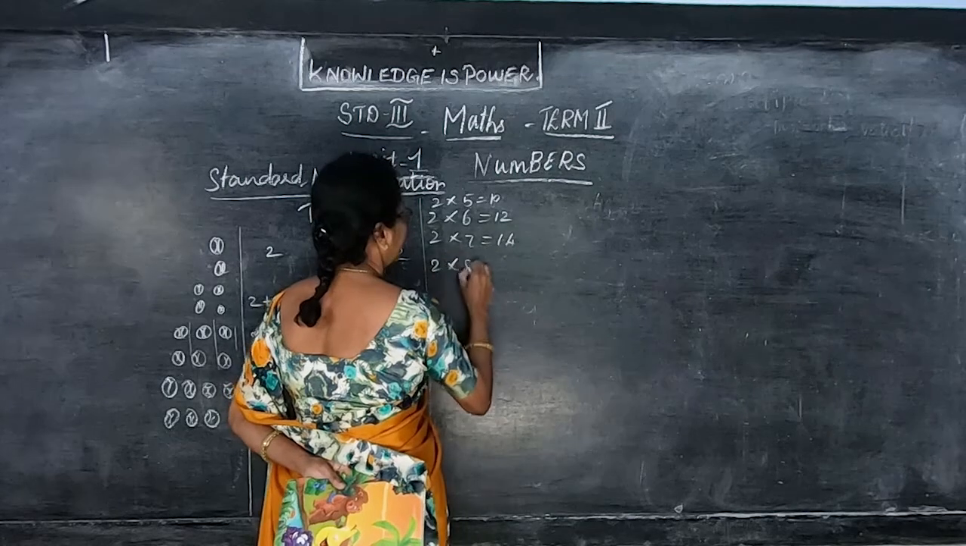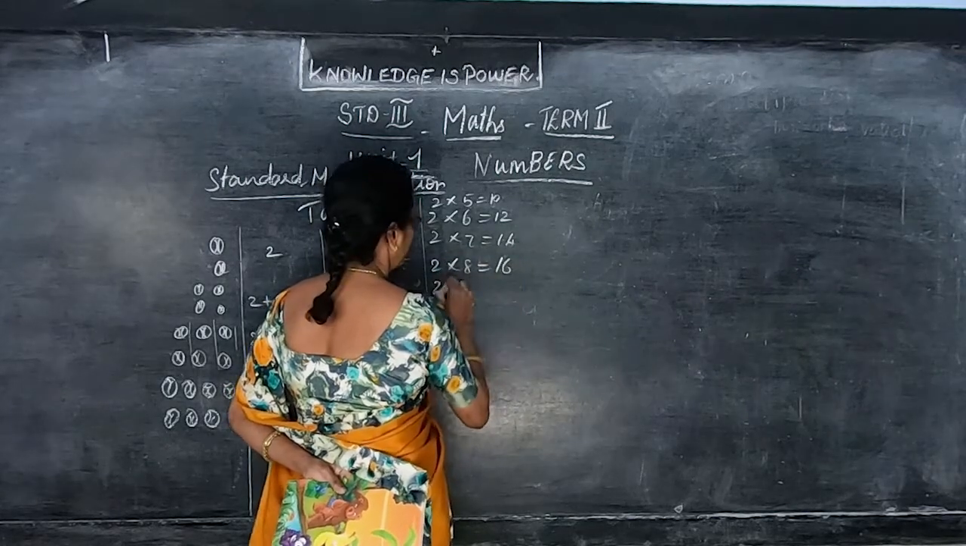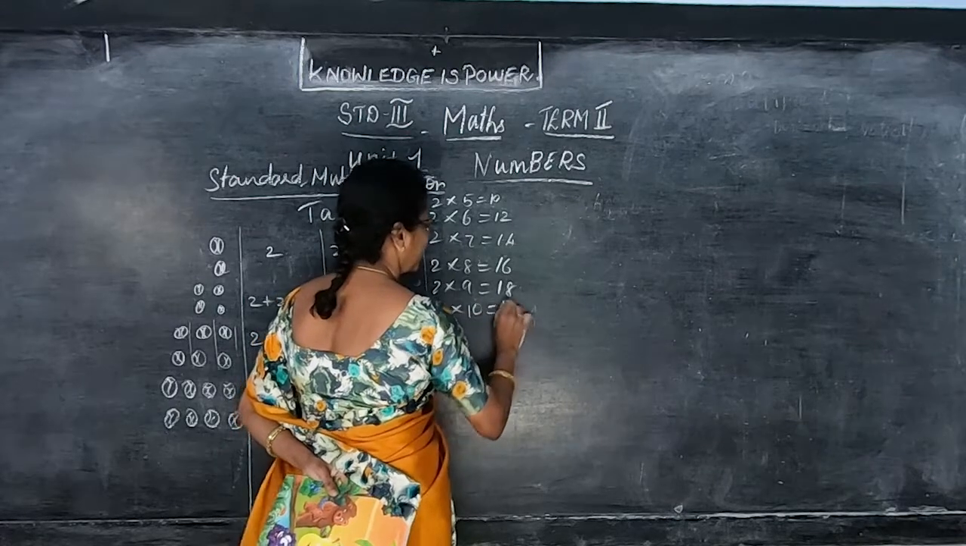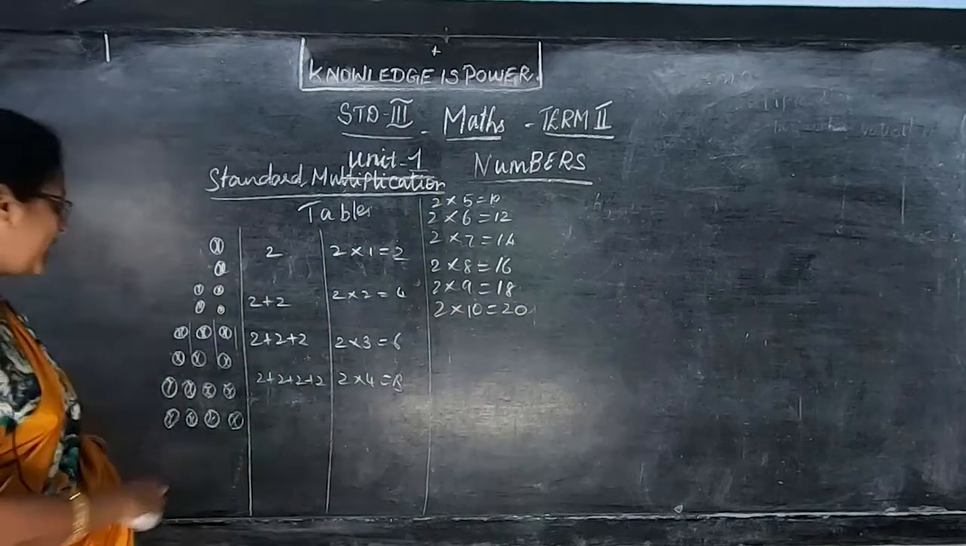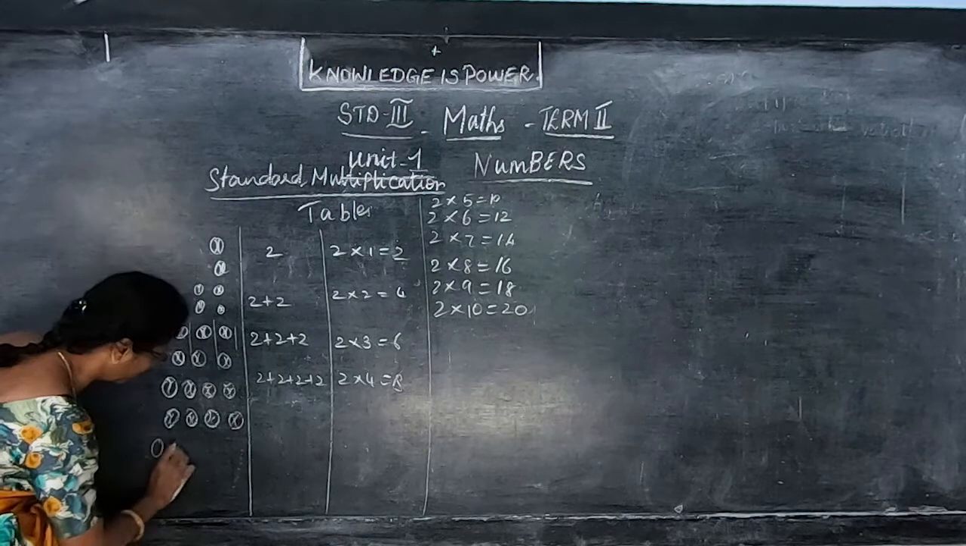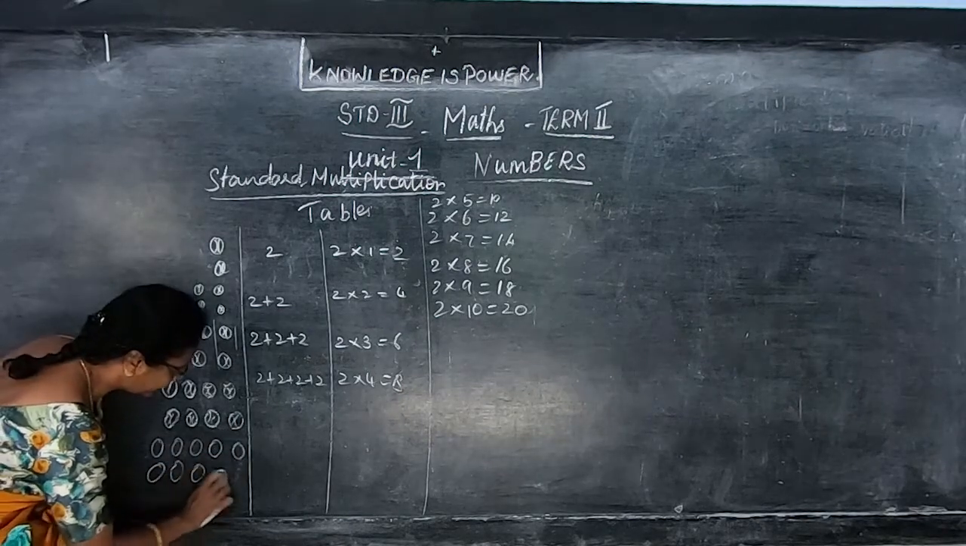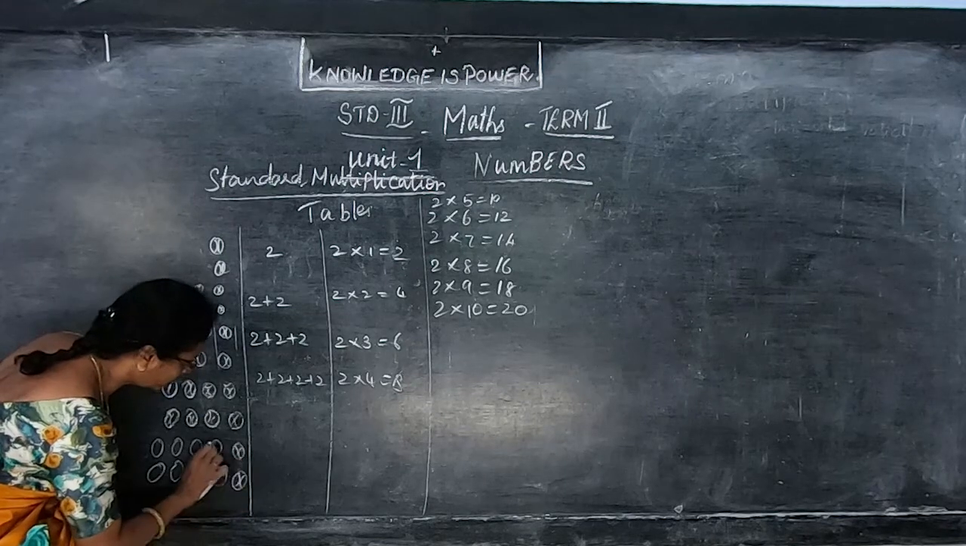2 8s are 16. 2 9s are 18. 2 tens are 20. So like this, the balls will be added. So 5 groups, you draw the 5 balls, and the remaining you can do it by yourself, children. That is easy, no? You can draw it.